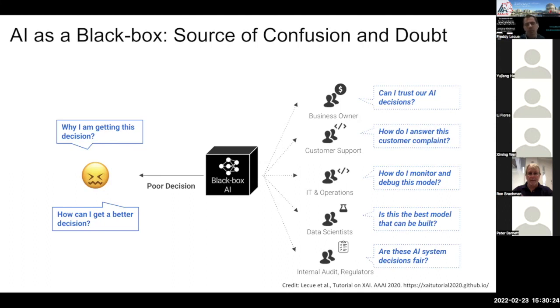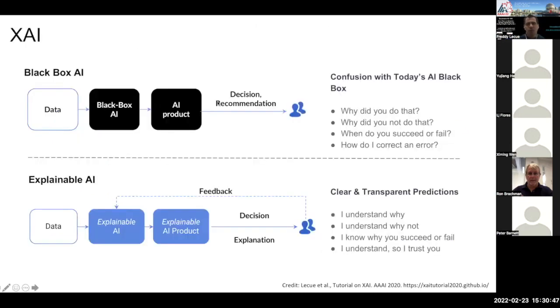But here, there are plenty of questions people are asking. How can I trust a decision? What can I do with it? How do I debug the model? Is it the right prediction? Can I question it? Can I interact with it? So it's a lot of confusion, and a lot of work to be done here.